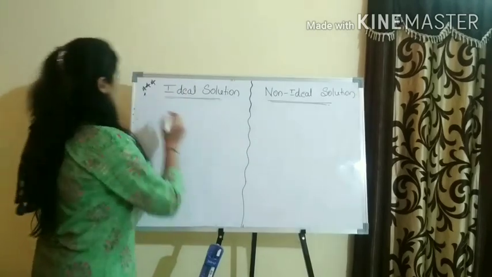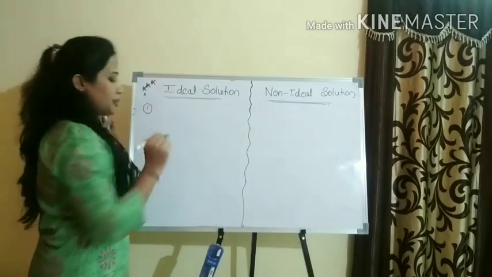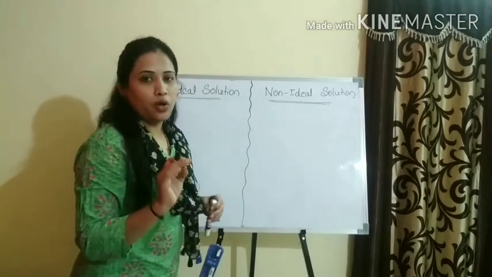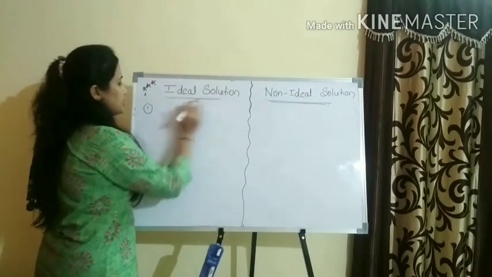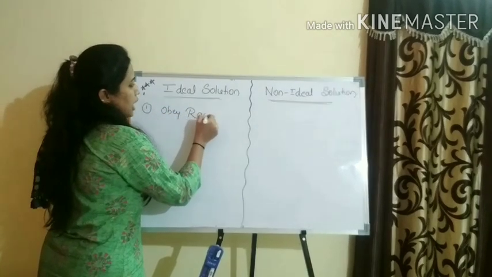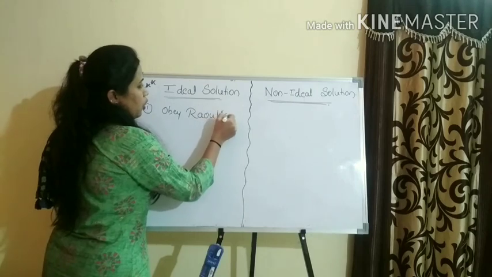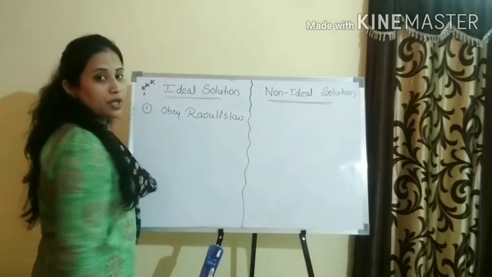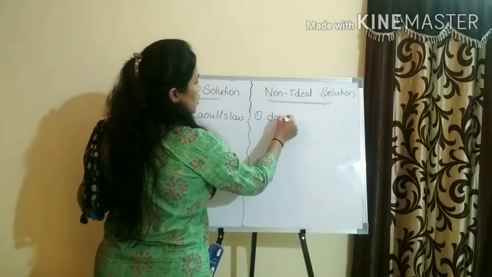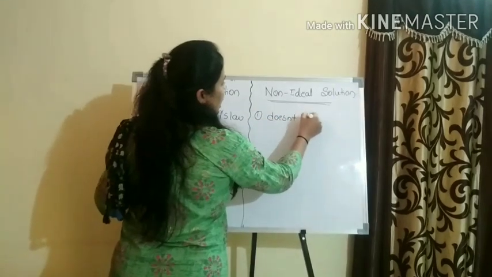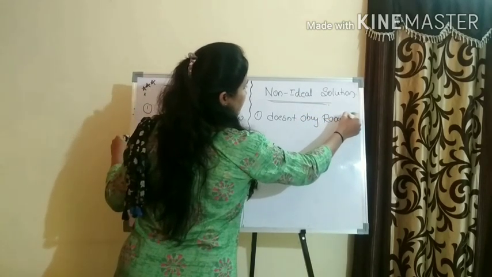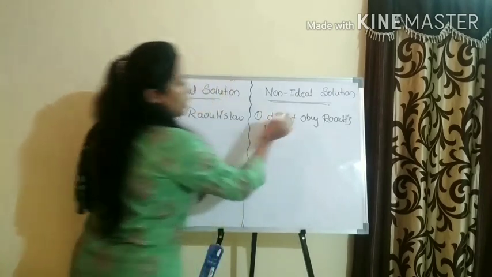What is the first point? It is based on whether they obey Raoult's law or not. The ideal solution obeys Raoult's law, whereas the non-ideal solution does not obey Raoult's law. Quite simple. Based on this we have classified them, right?